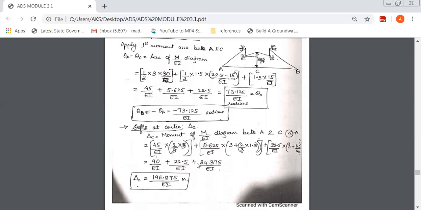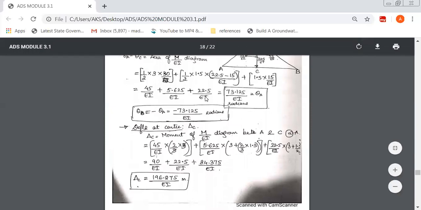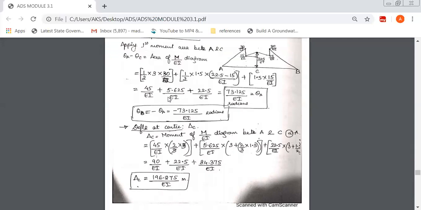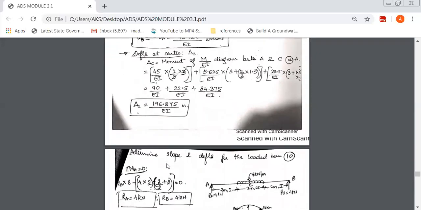So the main thing in the moment area method, you should know how to draw the M over EI diagram or the bending moment diagram. Once you're thorough in that, next you should only apply the theorem. The first theorem gives you the area of the M over EI diagram. The second theorem, that is area into CG distance, will give you the deflection.